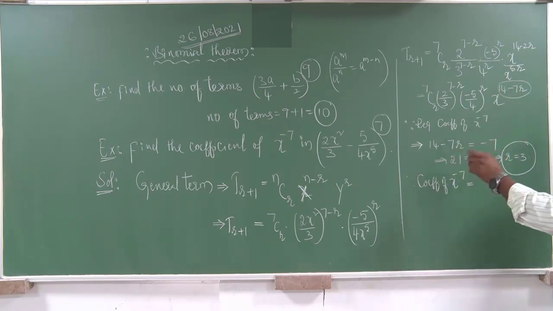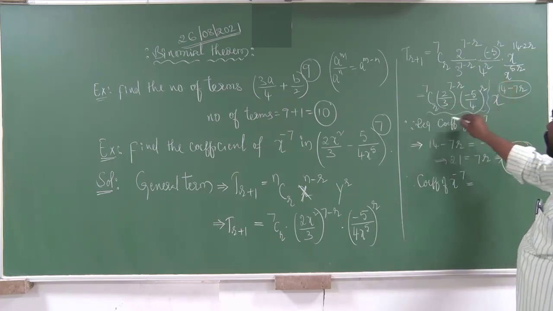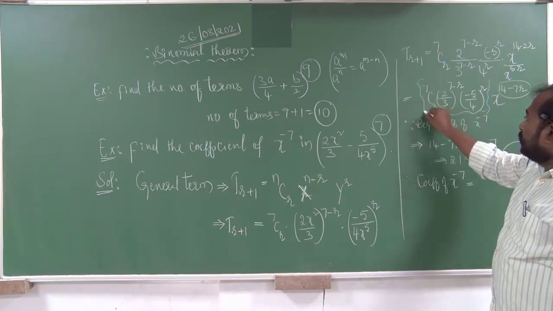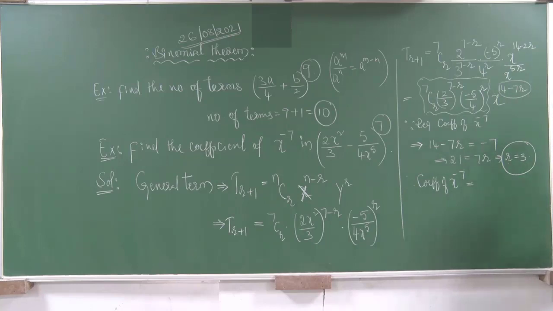They are asking only the coefficient. Coefficient means till here only we have to take as the coefficient. Okay? So this is only the coefficient. Don't mention again x power minus 7. So the coefficient of x power minus 7 is given by, replace r equal to 3 here. You will get 7C3 into (2/3)^(7-3), means 4, you will get, into (-5/4)^3 is the value.